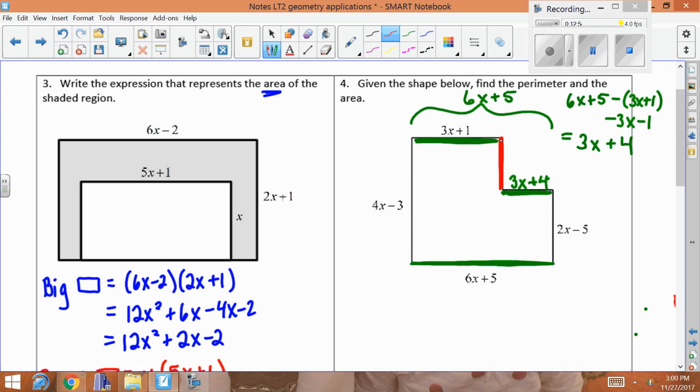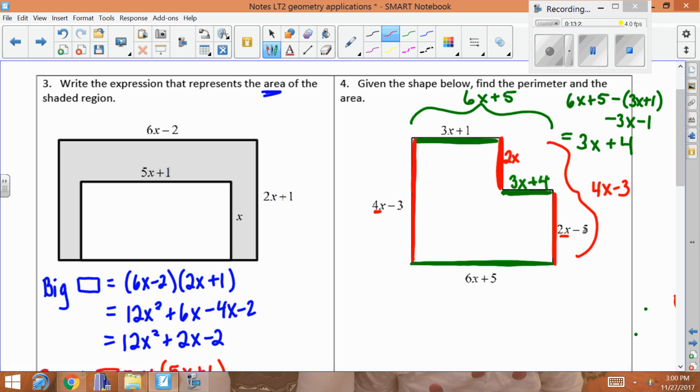So then if we look at our verticals, I need to find this red side. This is another vertical line. Those two together have to make up this vertical side right here. So both of these have to be a 4x minus 3. Again, what we can think about is we need to think 2x plus what is going to give us the 4x. So that's going to be a 2x, because the 2x plus 2x is going to give us the 4x.